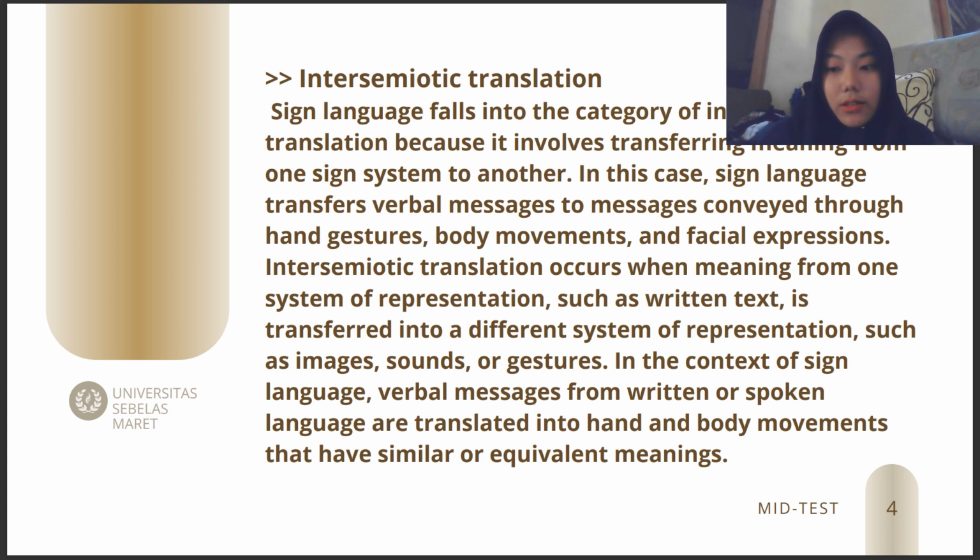Intersemiotic translation occurs when meaning from one system of representation, such as written text, is transferred into a different system of representation, such as images, sounds, or gestures. In the context of sign language, verbal messages from written or spoken language are translated into hand and body movements that have similar or equivalent meanings.